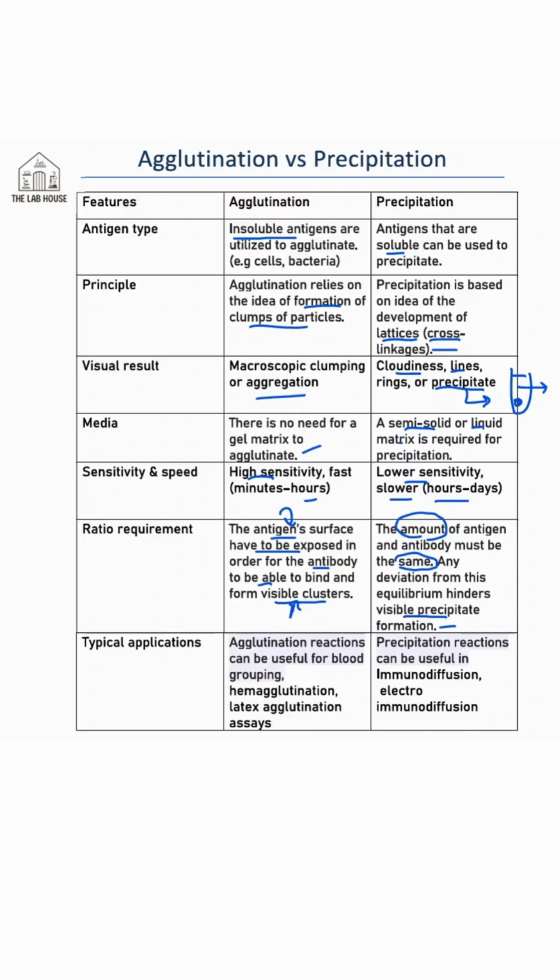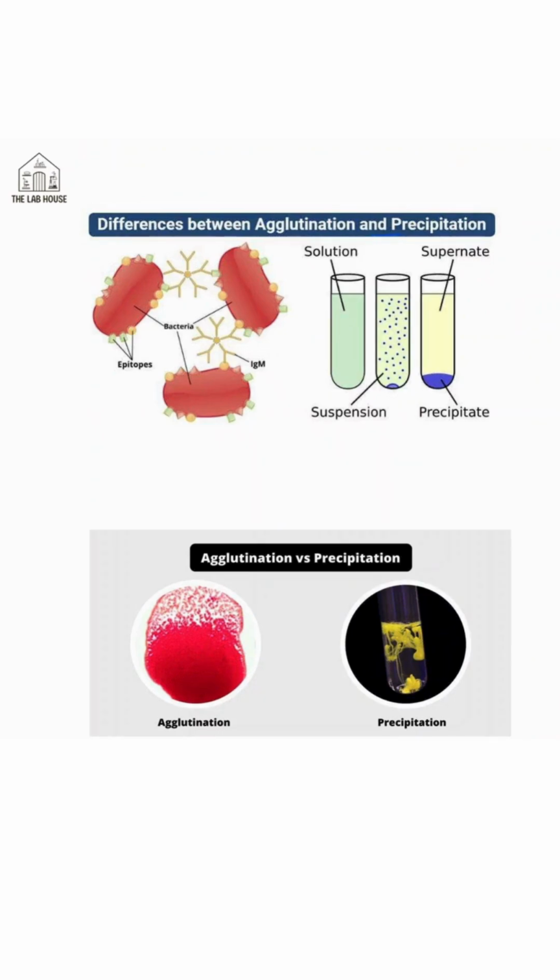Typical applications: agglutination reactions can be useful for blood grouping, hemagglutination, or latex agglutination assays, while precipitation reactions can be useful in immunodiffusion, which can be single diffusion, double diffusion, or electroimmunodiffusion. Electroimmunodiffusion is also called immunoelectrophoresis or counter-immunoelectrophoresis. So we discussed the key differences between agglutination and precipitation.